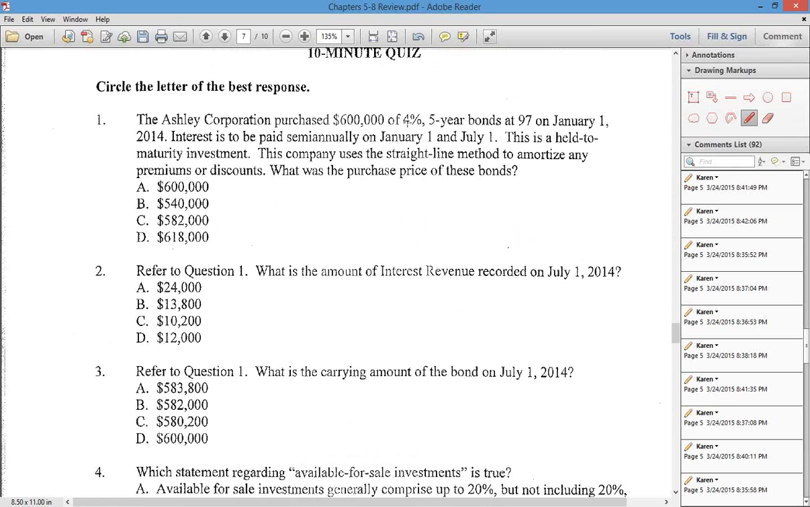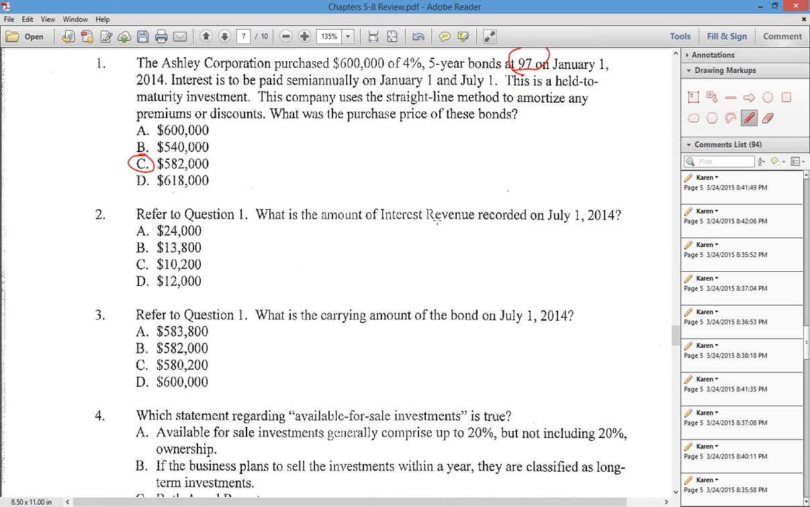Ashley Corp purchased $600,000 of 4% five-year bonds at 97. That means at 97%. Ashley paid $600,000 times 97% for these bonds, so that's $582,000. These bonds then were issued at a discount, which means the interest rate would have been paying higher. In question 1, what is the amount of interest revenue recorded on July 1? It told you the bonds were semi-annual, so interest is paid twice a year.